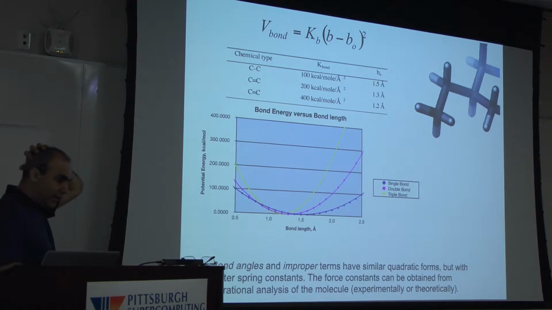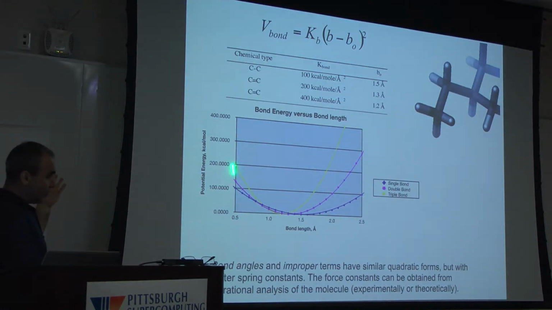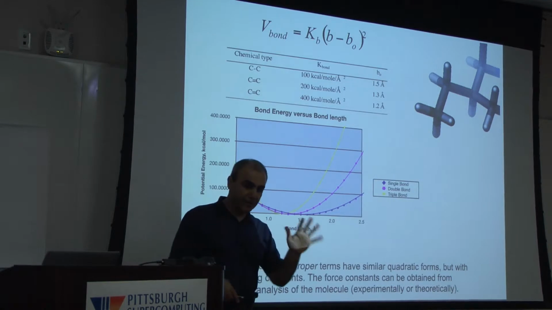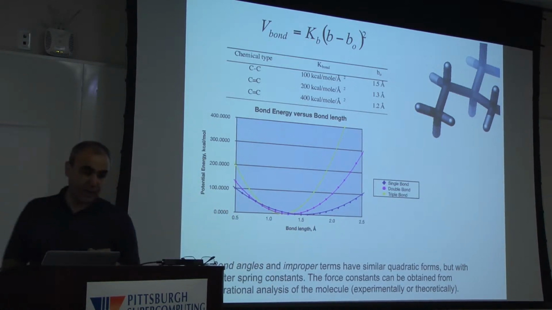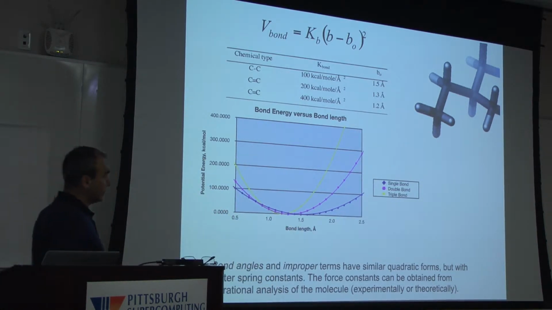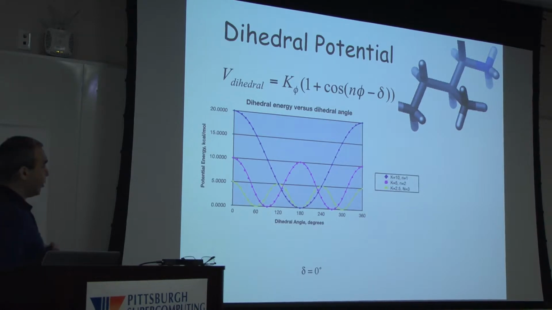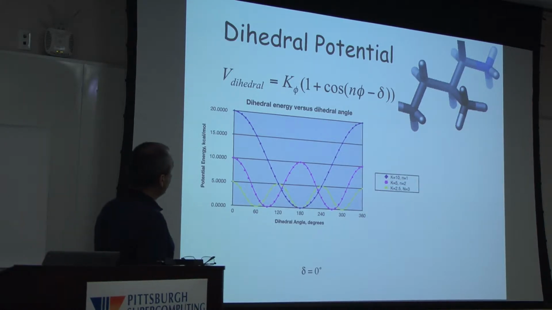So bond angles would be similar harmonic potentials and quadratic functions to describe them, but their force constants are one order of magnitude lower, in the order of 30, 40, 50 kilocalorie per mole per radian squared in that case. So these are slower degrees of freedom and take longer periods to take place.